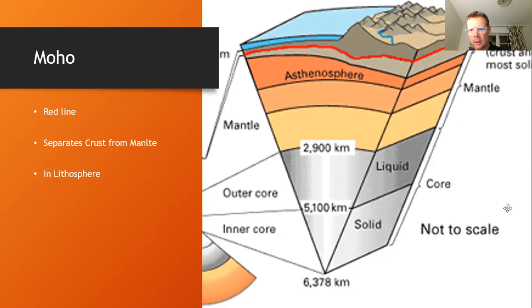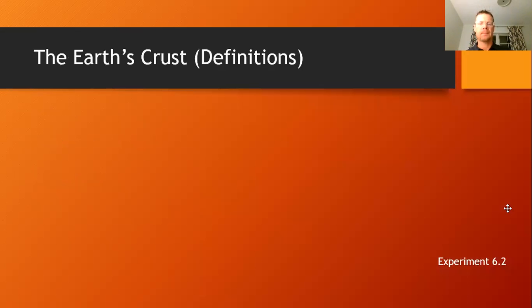until we get to the core. So the MOHO separates, in the lithosphere, the crust and the mantle. Understand that one? Got it. All right. Let's talk about some definitions in this chapter.